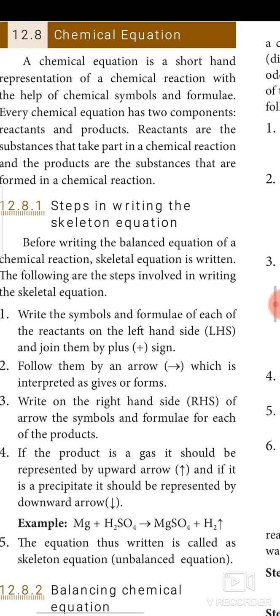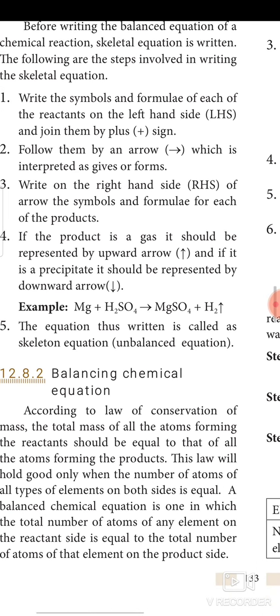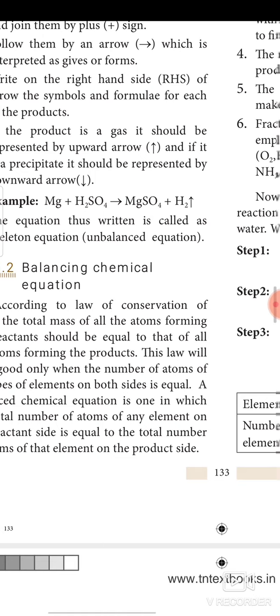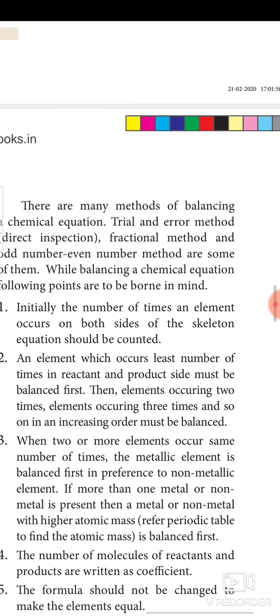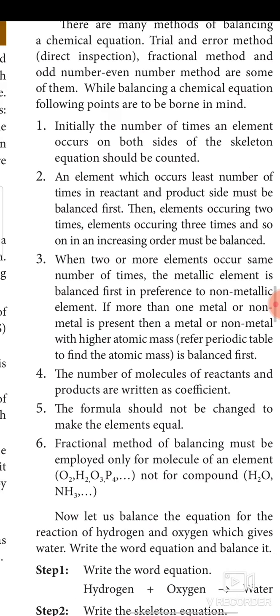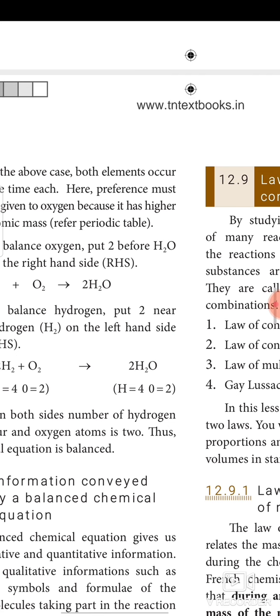They have shown the skeleton equation. The steps to write the skeleton equation have been shown. Very easy. You go through and find out the steps. And balancing chemical reactions. There are numerous methods to balance chemical reactions. Many methods: trial and error method, direct inspection method, fractional method, odd number, even number method. Here we are following some method. It is very easy for you. Just see the steps and follow the example step by step, and it will be very easy for you. If you couldn't understand, just call me immediately. I'll explain to you individually.